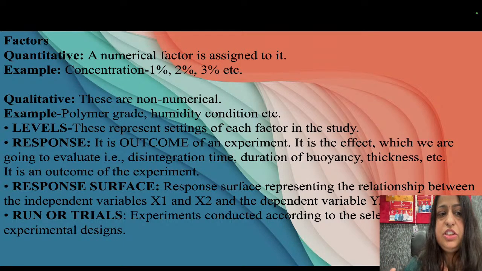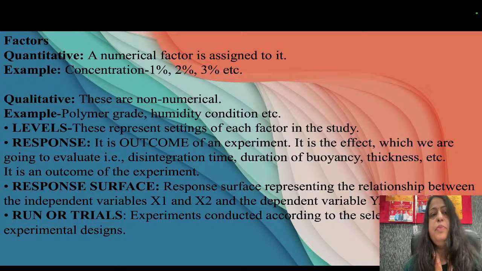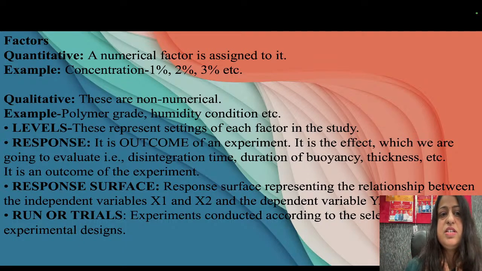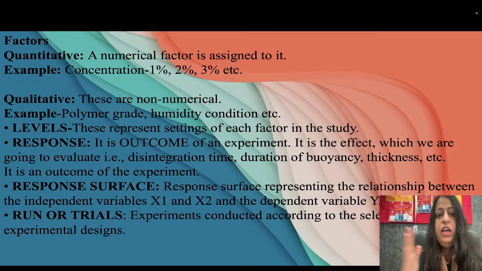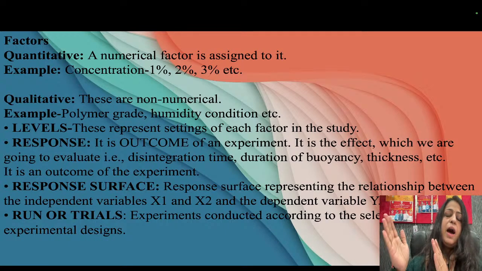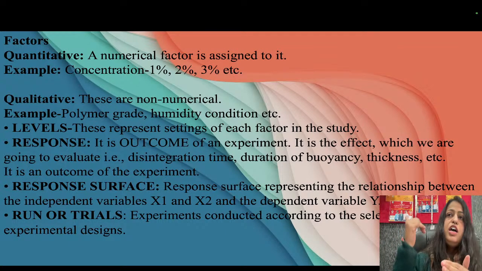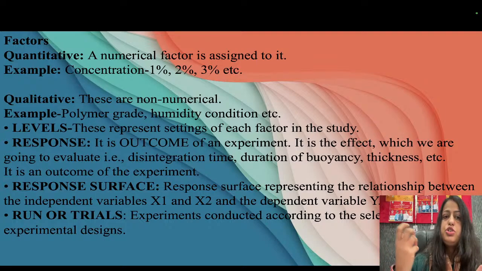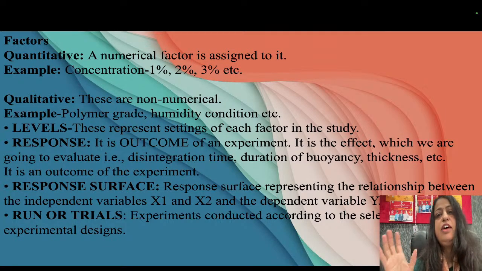So now next is response. Response is what outcome is coming from the experiment, right? So here we can say that these responses are the dependent variables, on which I want to see the effect of the independent factors. Independent factors are in the wish of the formulator, they are in the hand of the formulator. The formulator can select the independent factors, and the dependent factors will be those that are directly affected by the independent factors.